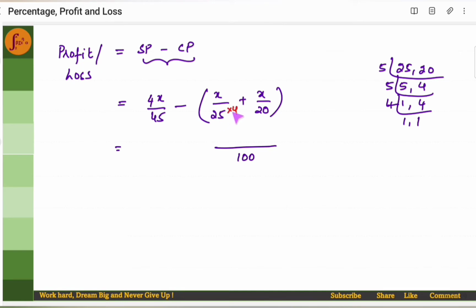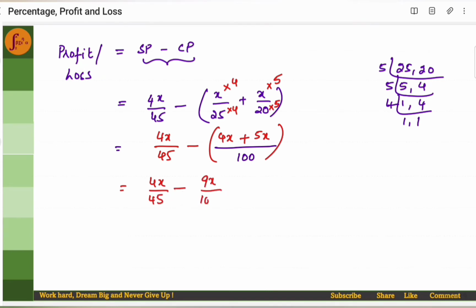4 times. 25 into 4 is 100. That means I have to multiply the numerator 4 times. So it's 4x plus. Now, if I have to get 100 as the LCM, how many times should I multiply this denominator? 20 into 5 is 100. That means I have to multiply the numerator, so x into 5, 5x. And this is 4x by 45. This is nothing but 4x by 45 minus 9x by 100.